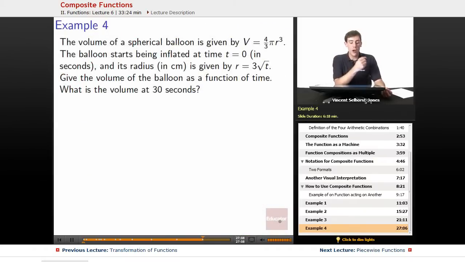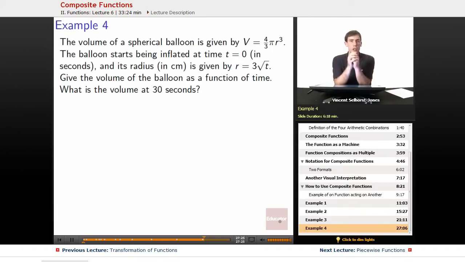Final example, the volume of a spherical balloon is given by volume equals 4/3 pi r cubed. The balloon starts being inflated at time t equals 0 in seconds, and its radius in centimeters is given by r equals 3 times the square root of t. Okay, wait, so what does that mean? Let's try to figure it out real quickly.